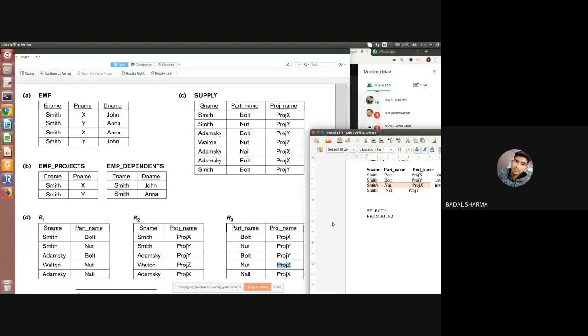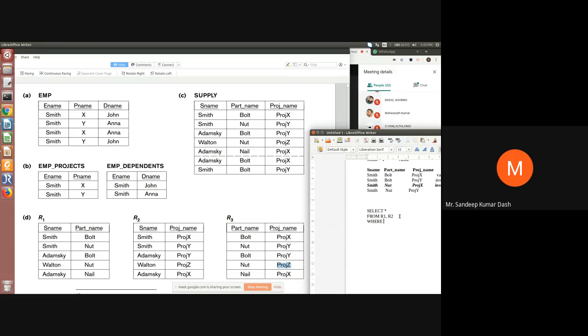Sir, the query which we have written like select star from R1, R2, there is no need to write any condition? No, a condition is not required. This is automatically taken when you are writing natural join. It will automatically take the common column.